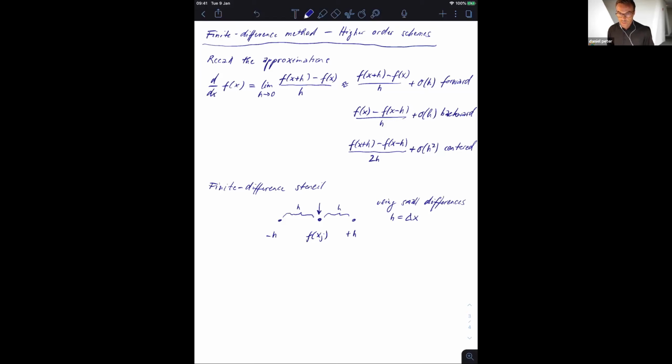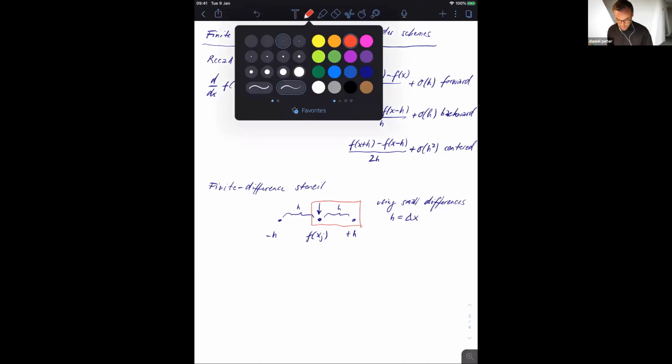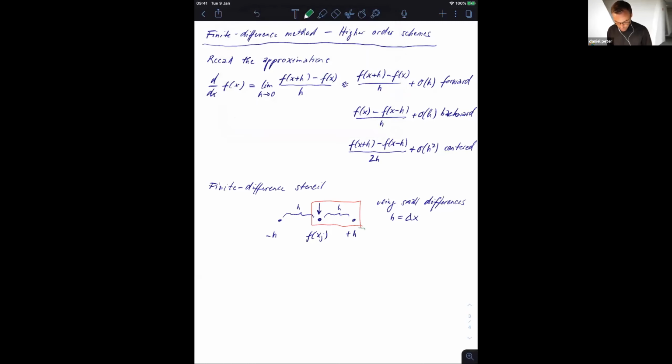So if you want the stencil, for example, of the forward scheme, you have f of x and f of x plus h. So that would be your stencil for the forward scheme. Similar for the backward scheme, or if you want the centered scheme, that would take the two neighbor points basically. So that's called the finite difference stencil.